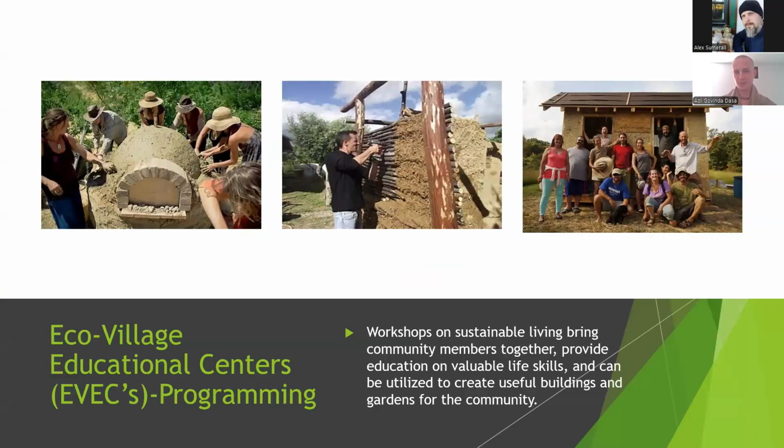Here's an example of some programs that happen in eco-villages, natural building programming. You see a group of people here building a cob oven. You see a group of people over here working on a nice cob building. These workshops help people learn how to build with the material, help the community put up a building that the community can then use, and can also serve as a fundraising opportunity for the sustainability of eco-villages.